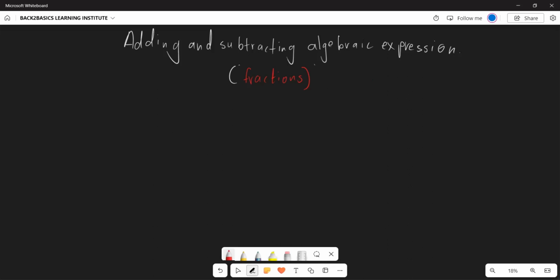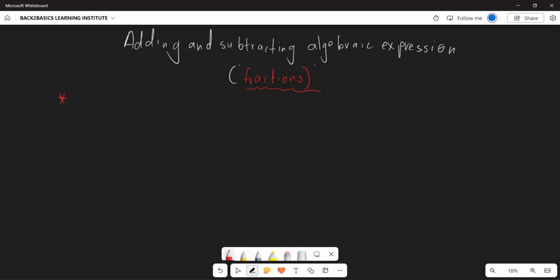So what we are looking at today is adding and subtracting algebraic expressions. But one of the key things that we are looking at is fractions. So we're going to learn how we can add or subtract algebraic fractions. That is our main focus today.